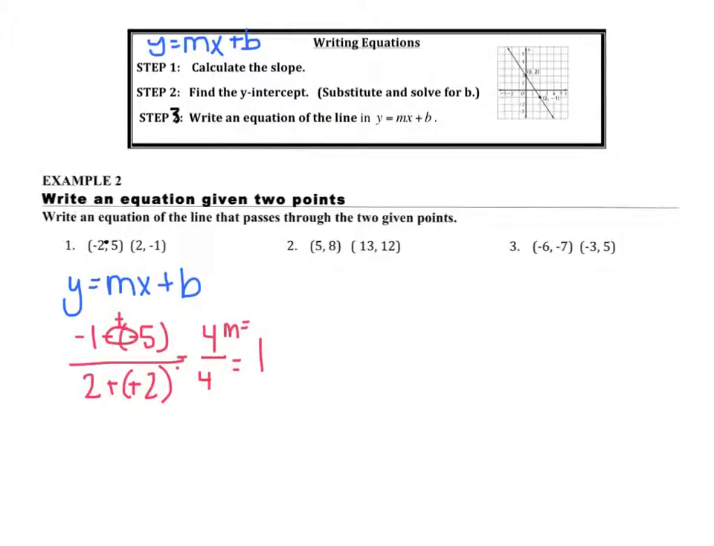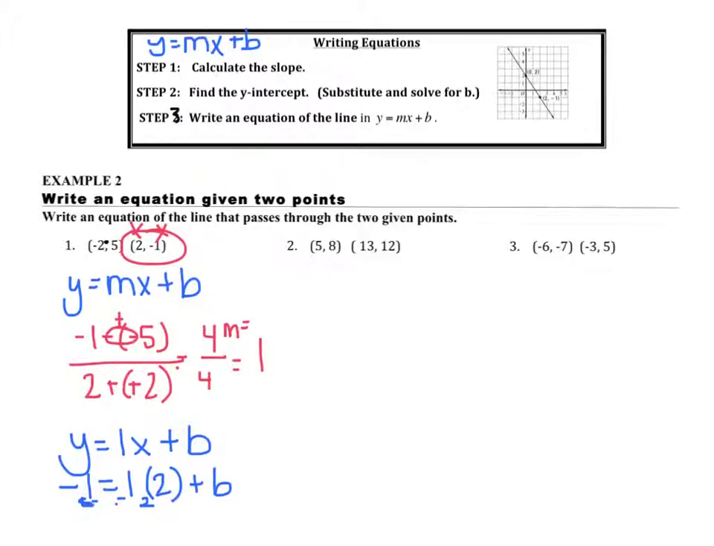All right, so now let's plug this into the equation. I've got y is equal to 1x plus b. And now, just like the last lesson, you take a point and substitute it in for x and y. It doesn't matter which one you take, either one is going to work. I'm going to take this point right here, so this is my x and this is my y. I plug in y is equal to -1, and my slope 1 times my x, which is 2, plus b.